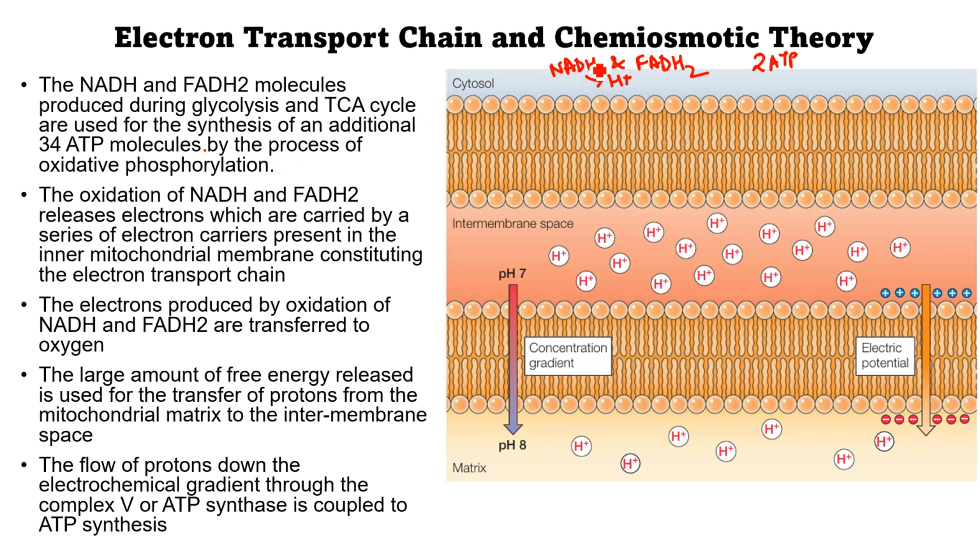But when the molecules NADH and FADH2 get oxidized, you get ATP molecules. When you get ATP molecules from these, this is called oxidative phosphorylation. The oxidation of NADH and FADH2 releases electrons which are carried by a series of electron carriers present in the inner mitochondrial membrane, constituting the electron transport chain.